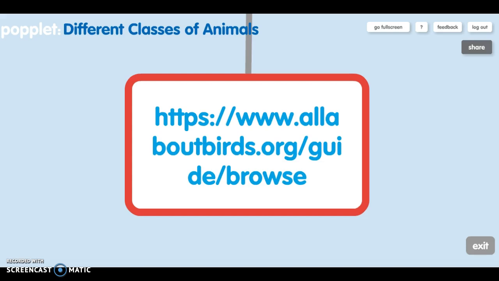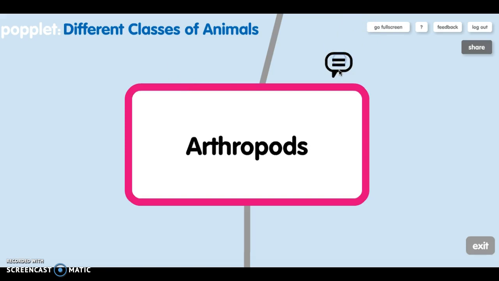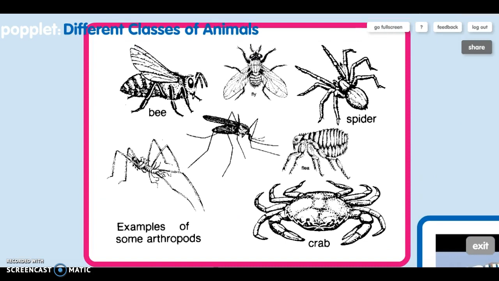And then we have mammals and a picture with different types of mammals. And we have arthropods. And see, we have a comment here. It doesn't look like I can click on it now, but we do have a comment. And then we have a picture of different types.